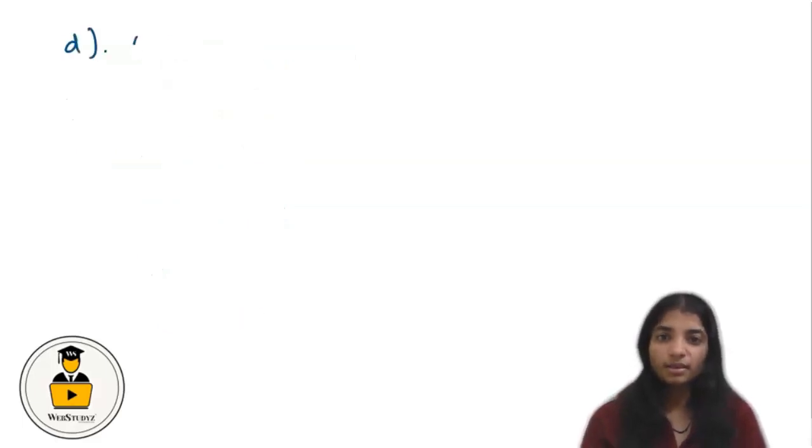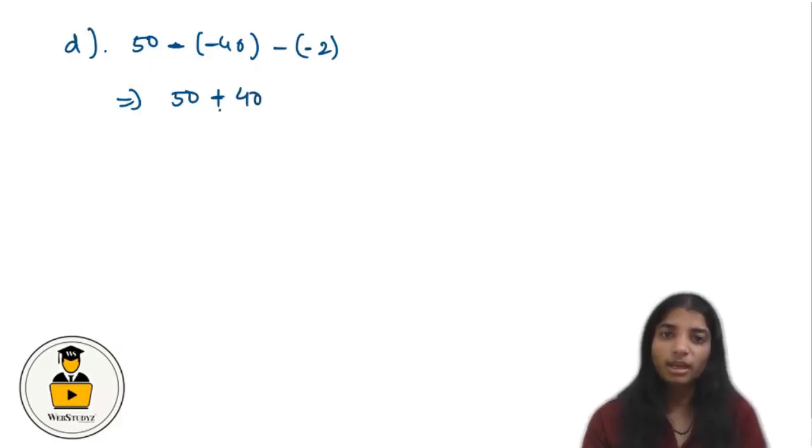Part D is 50 minus of minus 40 minus of minus 2. We are going to solve this. This is equal to 50. As we know, minus and minus become plus, so this becomes plus 40. Again minus and minus become plus, so this becomes plus 2. Adding these, 50 plus 40 is 90 and 90 plus 2 is 92. So we can say that the answer to this part is 92.